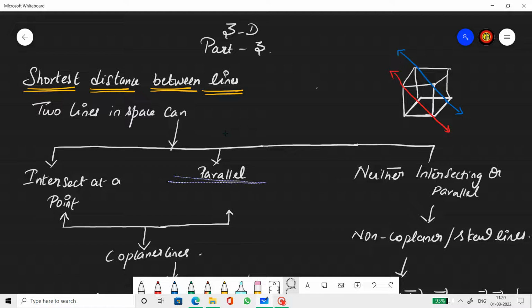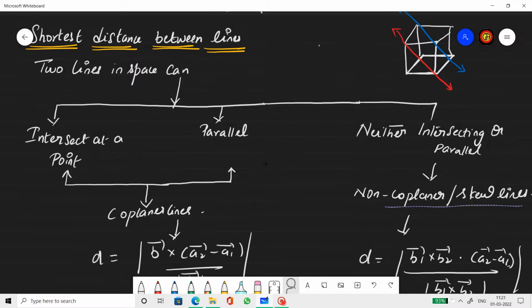Then the lines could be parallel. If the lines are parallel, the shortest distance is the perpendicular distance. And now the third category, which is neither intersecting nor parallel. The lines which are neither intersecting nor parallel are called non-coplanar lines or skew lines. And therefore, the lines which are either intersecting or parallel are called coplanar lines.